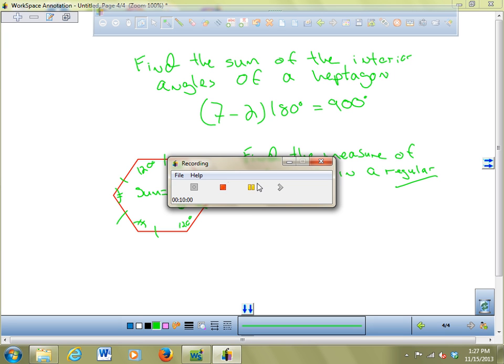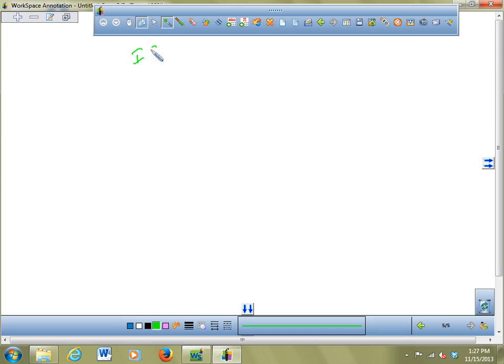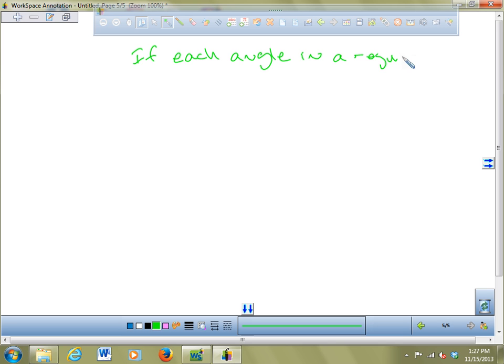Okay? Then I'm going to draw a couple more pictures. So, what if I said, if each angle in a regular polygon, regular means all the sides and angles are the same, okay, measures 108. How many sides does it have?